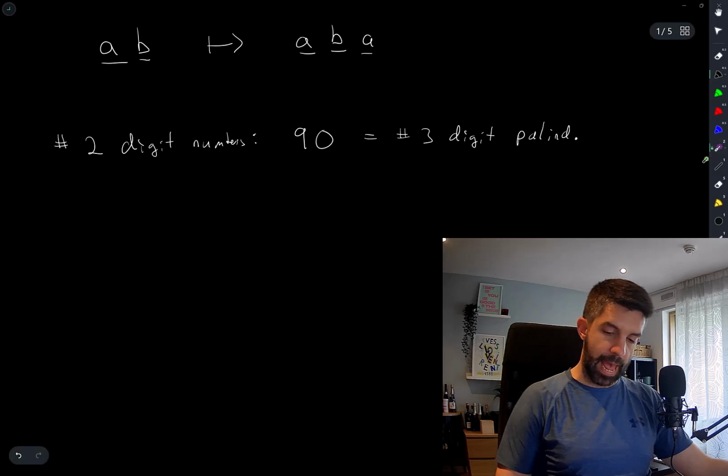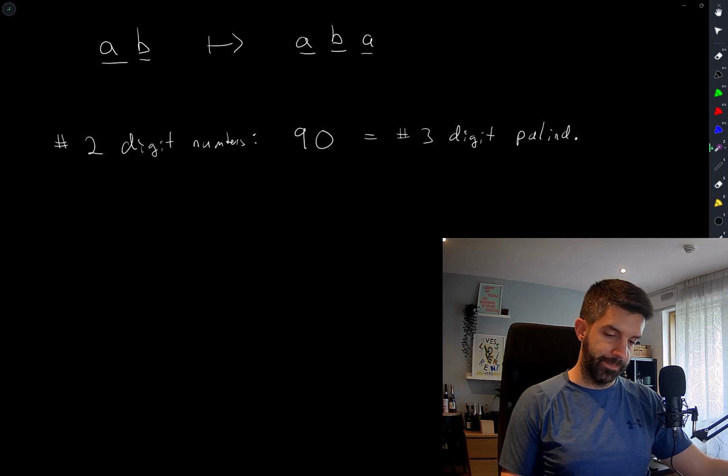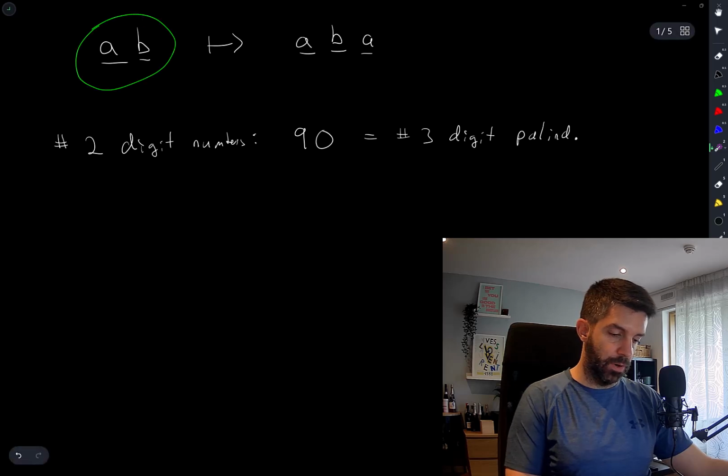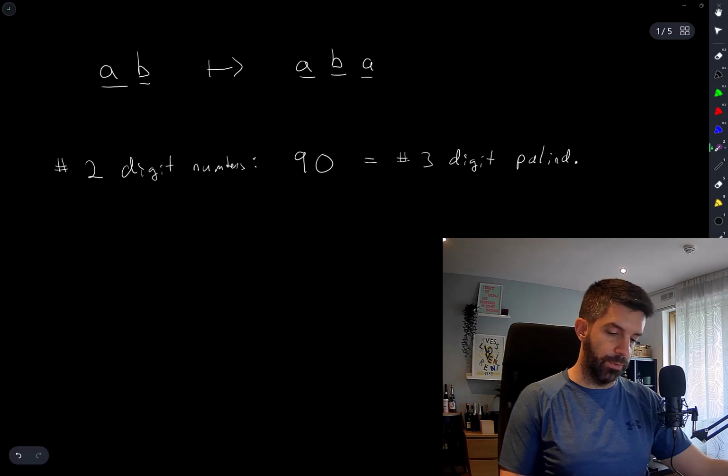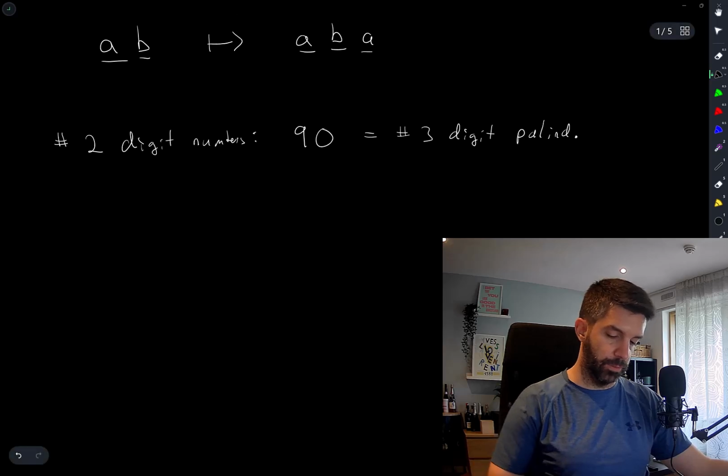Now I need to add all the 3-digit palindromes. Well, if I add all 2-digit numbers, that gives me 1/10 of the sum. Well, that gives me the sum of all the palindromes where I drop the ones digit and then divide by 10, something like that.